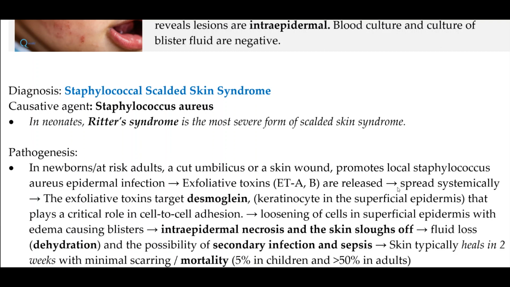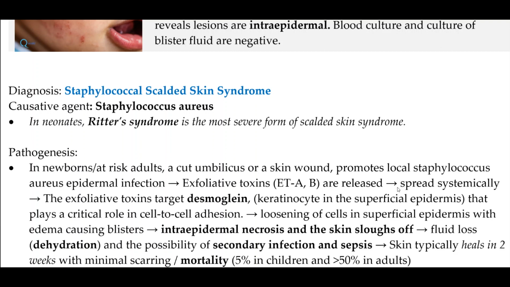Because this desmoglein is destroyed, cell-to-cell adhesion is not possible, and this leads to loosening of cells in the superficial epidermis, which causes edema as well as blisters. This further leads to cell death in the form of intraepidermal necrosis, and ultimately the skin sloughs off. That leads to skin peeling, as in this case.